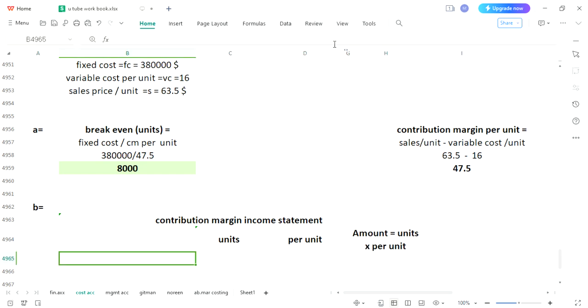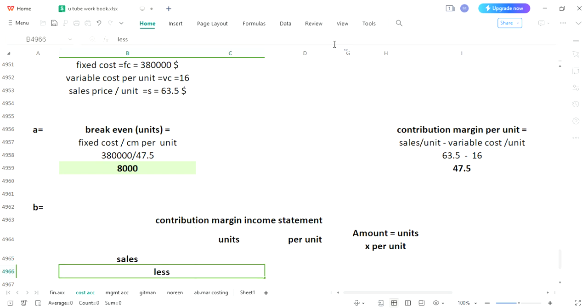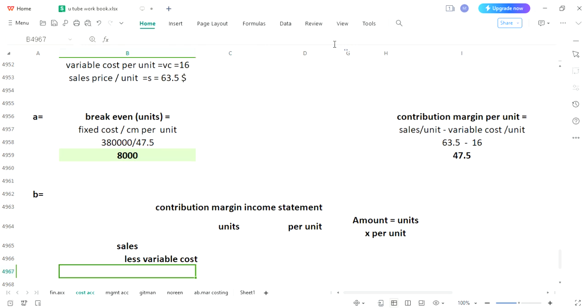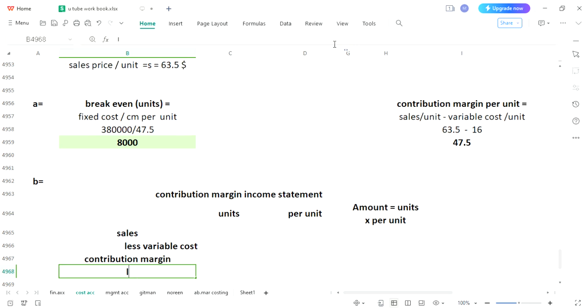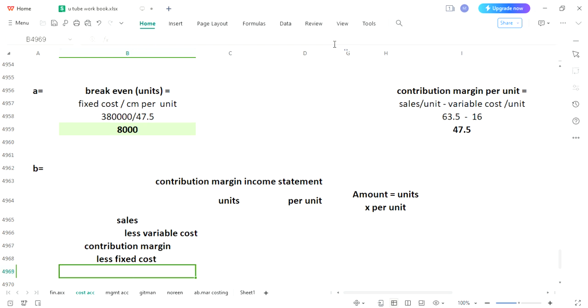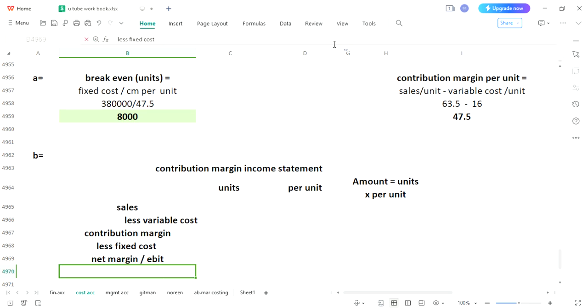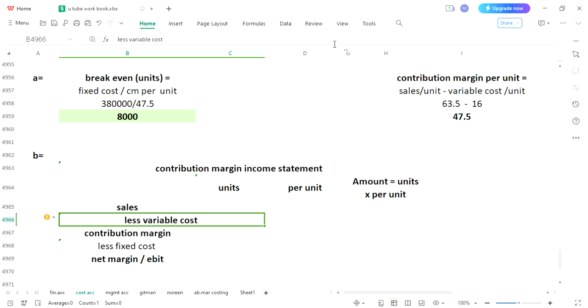Over here we will write sales, then we will subtract variable cost, we will get contribution margin, after which we will subtract fixed cost and we will get net margin, which is also called earning before interest and tax. So this would be the way to complete our income statement, and let me handle it first. We need a separate cell.